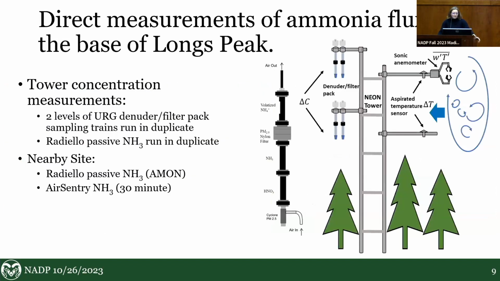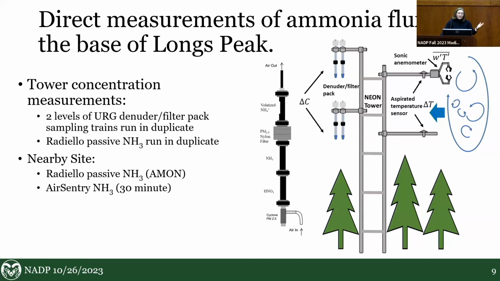So talking about these direct measurements that we made at Rocky Mountain, we were fortunate enough to be on a NEON tower and actually take some direct flux measurements using a concentration gradient with URG denuder filter pack sampling trains. I'm not going to talk too much today about those direct flux measurements, but keep an eye out for some other work on that. And then we also have radiello passive measurements at tower top for a full year of data. We have micrometeorology at a 30-minute time interval from NEON, which will be really important for this work.